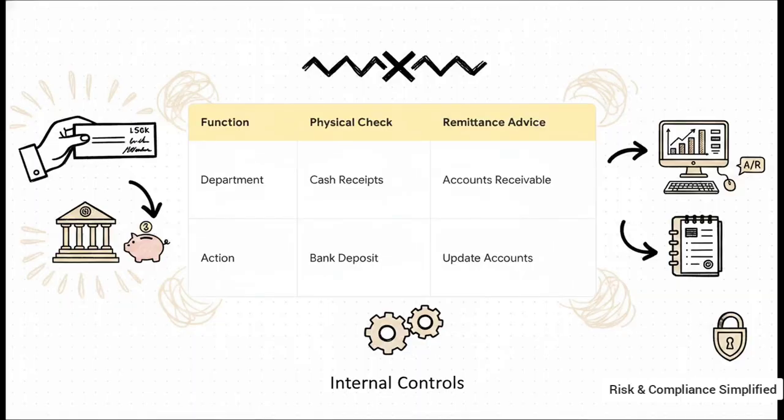Just look at how the paths diverge here. On the left, the physical check, our custody, is handled exclusively by cash receipts and deposited right in the bank. On the right side, the remittance advice, our record keeping, is handled by accounts receivable to update the accounts. Because the person holding the physical check literally cannot update the accounting records to hide a stolen payment, theft without massive, highly coordinated collusion becomes almost impossible.